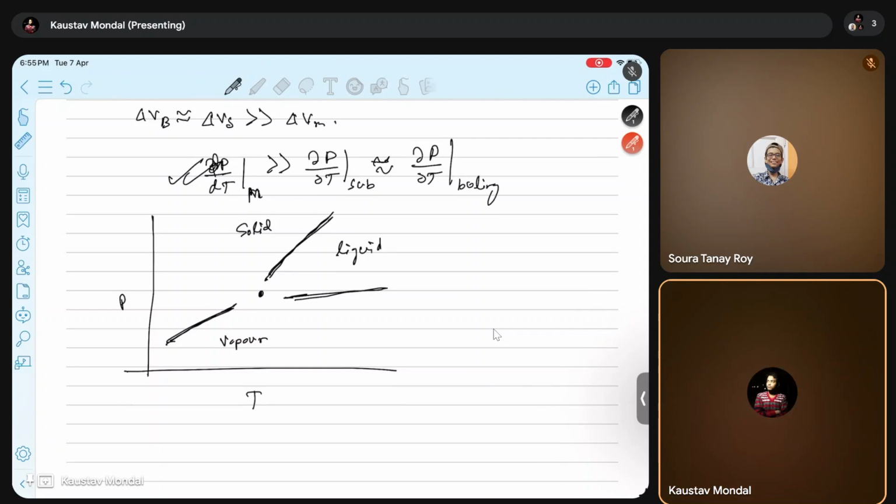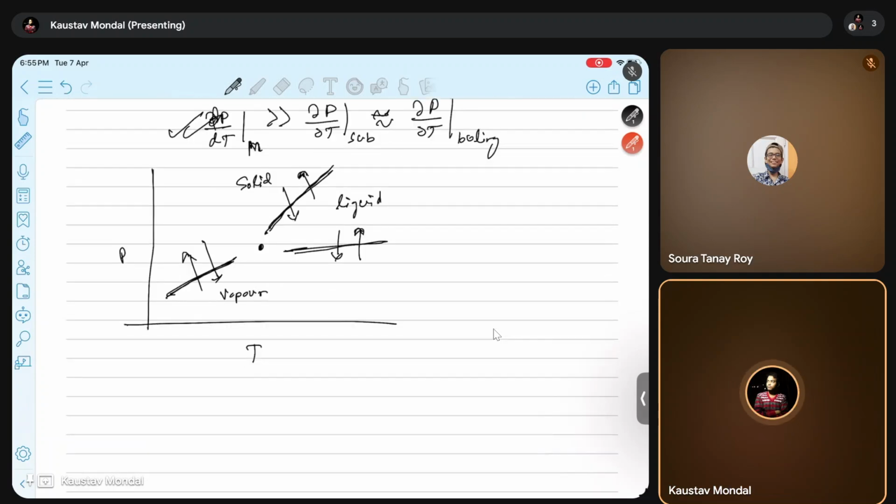Okay, so if it moves from liquid to solid, it will be freezing, and from solid to liquid, it will be melting. Similarly, from solid to vapor, it is called sublimation, and vapor to solid, it is called deposition. Similarly, from liquid to vapor, it is called boiling, and vapor to liquid, it is known as condensation. Okay. This is how a typical phase diagram looks like.